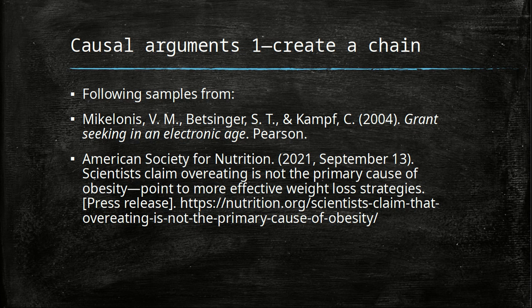I've got one from a grant writing textbook by Michelonis, Betzinger, and Kampf. Some of you may know that textbook. And then another one is from the American Society for Nutrition. They had a press release, and there is a causal chain in there. And my particular audience for this activity is students in STEM courses taking a first-year writing course that we have here at GCU for STEM majors. It's called English 107, and it's the second of two that the STEM majors take.